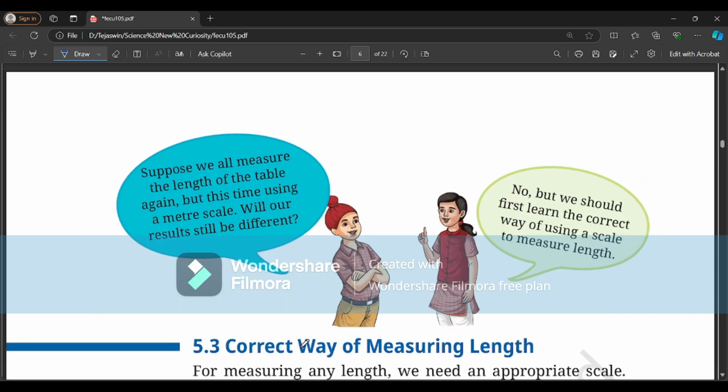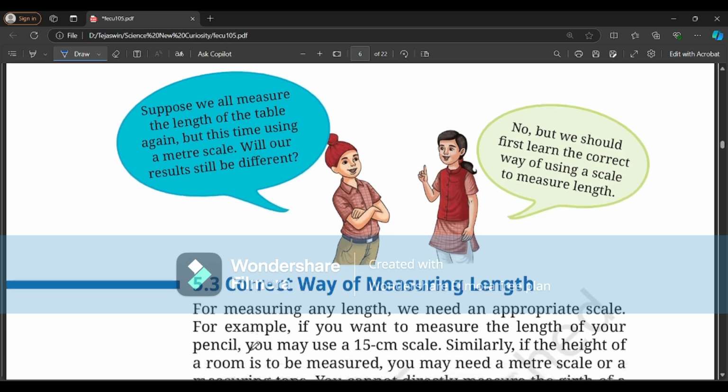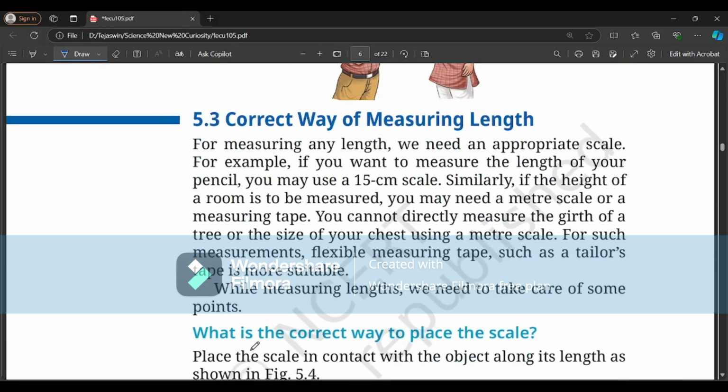Now the friends are talking, suppose we all measure the length of the table again, but this time using a meter scale, will our results be different? No, but we should first learn the correct way of using a scale to measure length. So if they use the meter scale correctly, only then will the results be the same, otherwise it will be different. Correct way of measuring length.